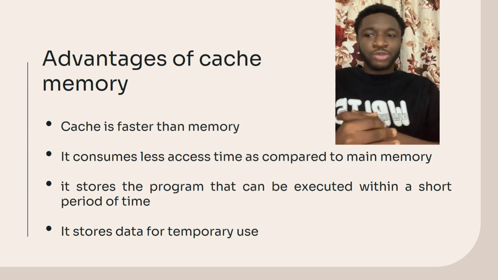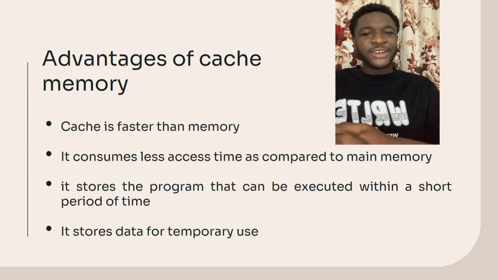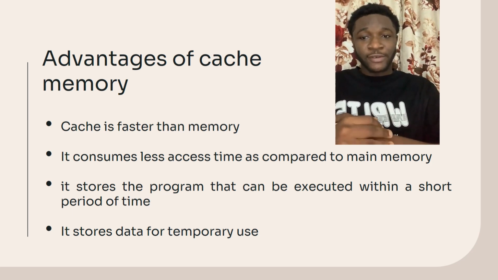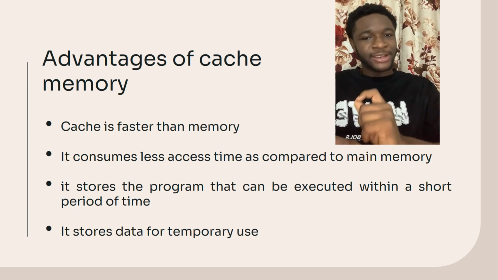So my conclusion is that cache plays a major role in enhancing system performance by reducing data access time, increasing CPU efficiency, and improving energy consumption. However, the benefits of cache memory are maximized only when it is properly sized and managed.